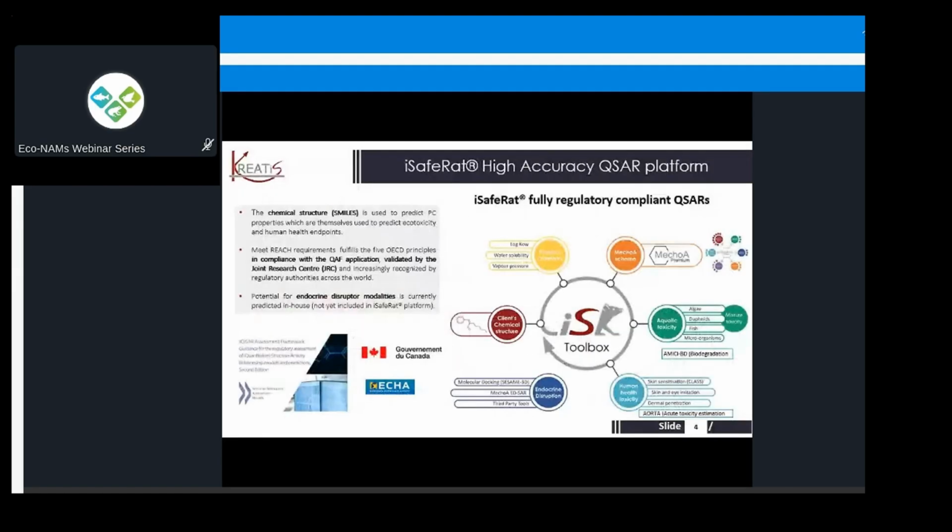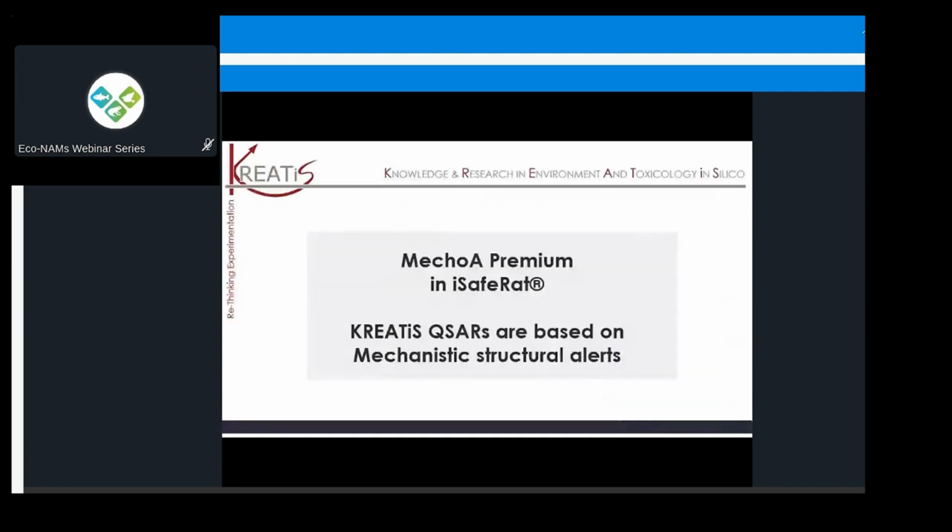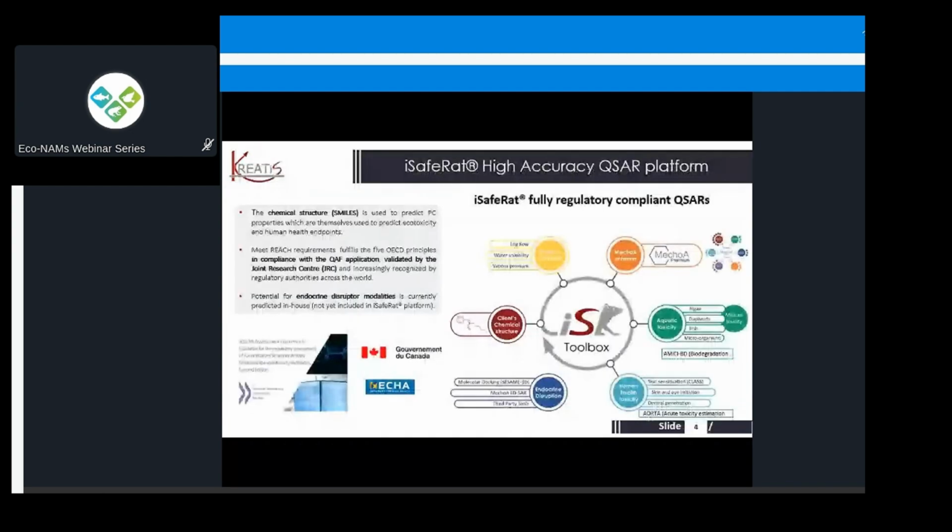And to cut to the chase now, what is our model? It's the iSafeRat toolbox. iSafeRat stands for in silico algorithms for environmental risk and toxicity. And we provide a desktop version of this. The idea starts at 9 o'clock on the chemical structure, which is a SMILES code, which is then transformed into phys-chem properties, so particularly log Kow and water solubility.